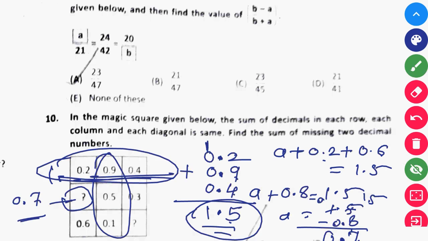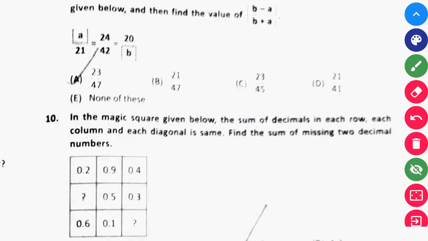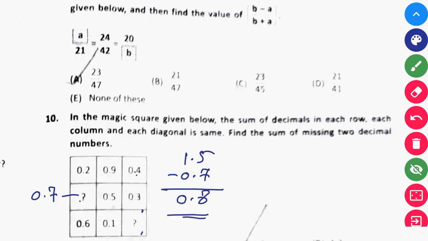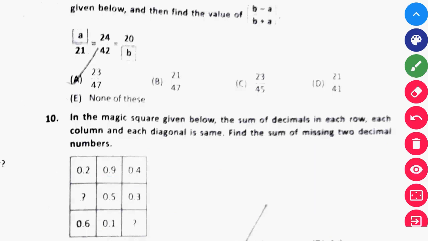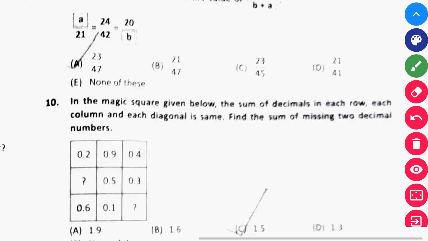Okay. Now we have to find the value of the other question mark. This is 0.7. Now this is total 0.7. So 1.5 minus 0.7 is equal to 0.8. So the addition of the missing two decimals is 0.7 plus 0.8 is equal to 1.5. Okay, so your answer is answer C.